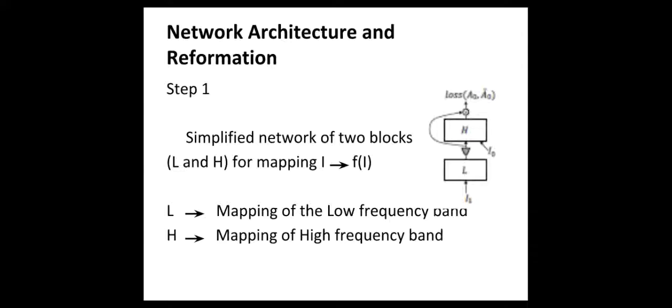First, let us use a simplified network of two blocks, L and H, to model the mapping I to Fi. Here, L refers to the mapping of the low frequency band and H refers to the mapping of the high frequency band. With the skip connections and summation of the output of L to the output of H, this is an instantiation of a ResNet network.